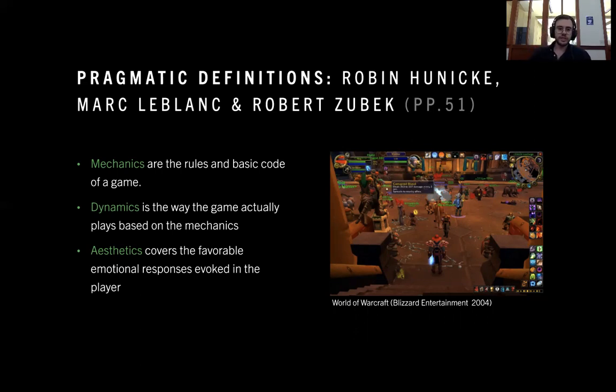Mechanics being the rules and basic code of the game. So this is the interior structure of the game itself, the binary code in which the game is written, the hard code, and the game within its engine. So a game that has been produced in a system that relates game objects to each other and allows them to dynamically function in a video game. And these mechanics are the basis on which dynamics are created. And dynamics is the way the game actually plays based on the mechanics.